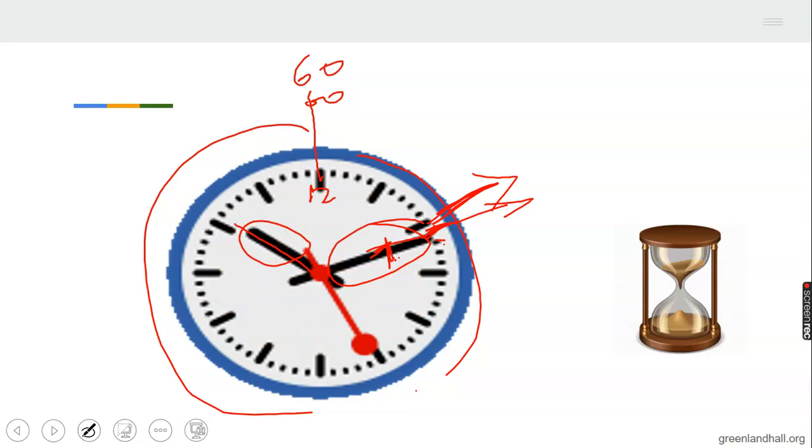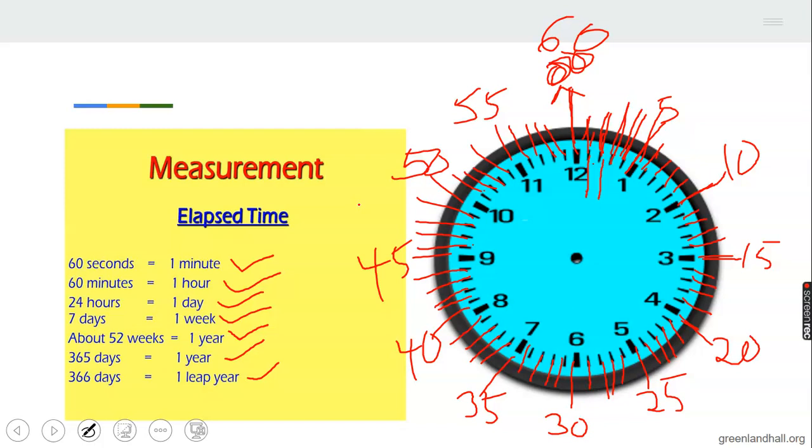I told you before that the short hand is the hour hand, while the long hand is the minute hand. This one counts these minutes that you see here, and we have 60 of them. By the time the minute hand moves round, it would have completed 60. The same thing with the seconds hand. It also counts 60. But the hour hand, we don't count it as 60. We count the hour hand as 1, 1. That's the difference.